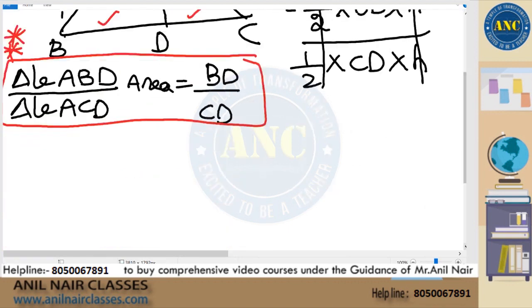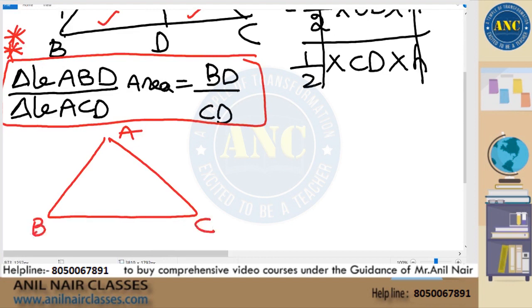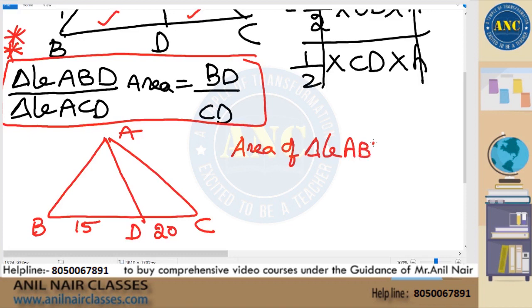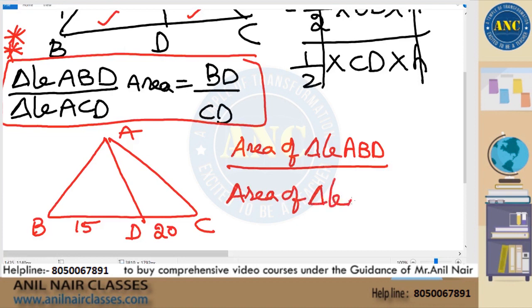Now, first question. First, let us take an example. Suppose there is a triangle, this is A, this is B, this is C, and it is D. What if this is 15 and it is 20? The question is, find the area of triangle ABD divided by area of triangle ACD. This is nothing but BD is to CD. BD is nothing but 15, CD is nothing but 20. The answer is nothing but 3 by 4.